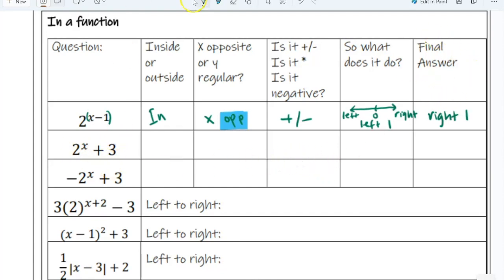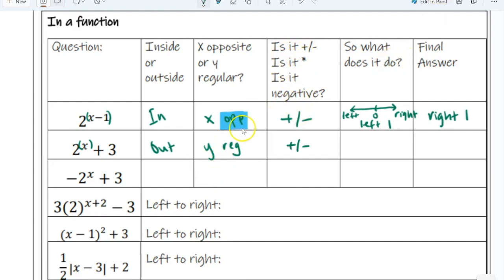All right, let's do another one. So again, let's put a parenthesis where the x is. This time this +3 is not with the x, so it's outside. So I'm going to be out. Is it x and opposite or y and regular? It's y because it's outside, and whatever you think is going to be the answer. Are we adding, subtracting, multiplying, or is it negative? We are adding 3, so adding and subtracting.